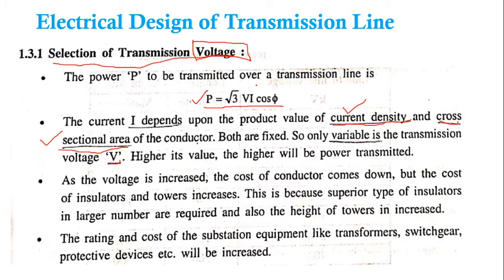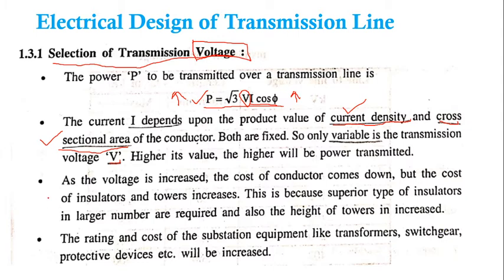So what is the variable term in this equation? Only the voltage, because I and cos phi are going to be fixed, and the value of I depends on the current density and cross sectional area of the conductor. So from this statement we can conclude that the higher the value of voltage, the higher the power that can be transmitted. If we increase the voltage, the power transmission capacity is also increased, or if we decrease the voltage level, the power transfer capacity is also decreased.